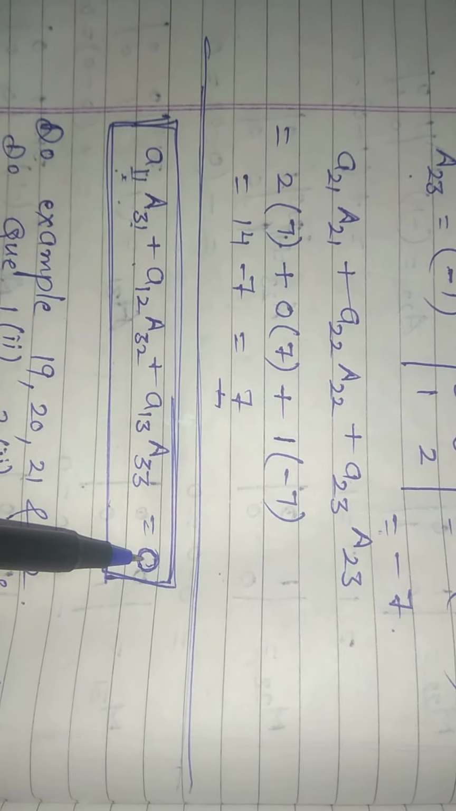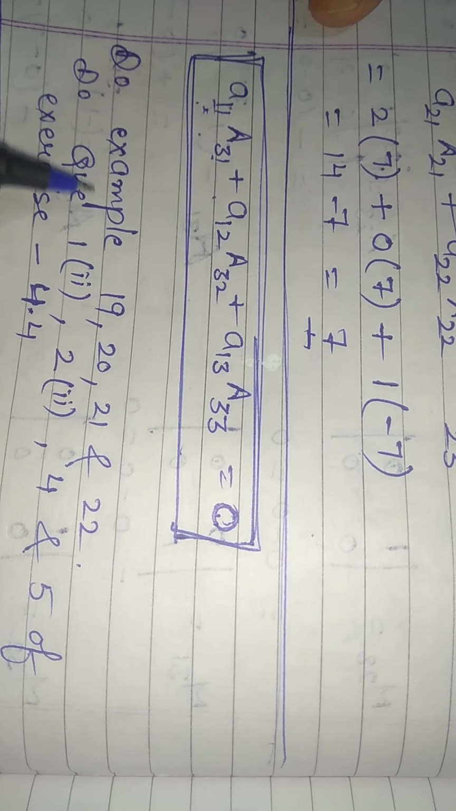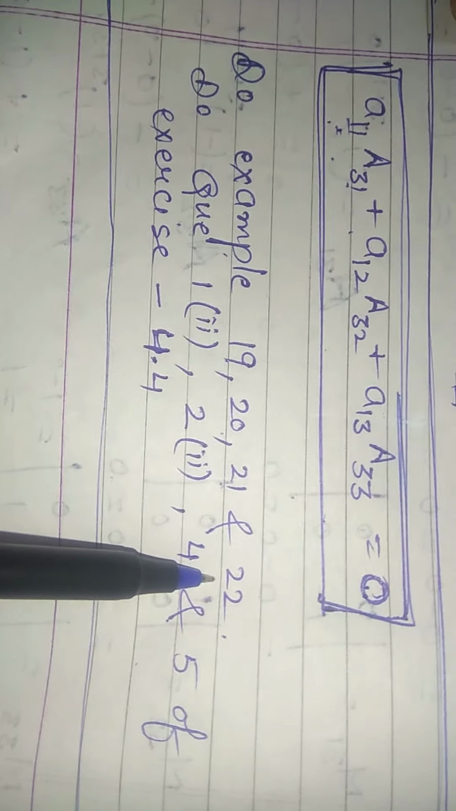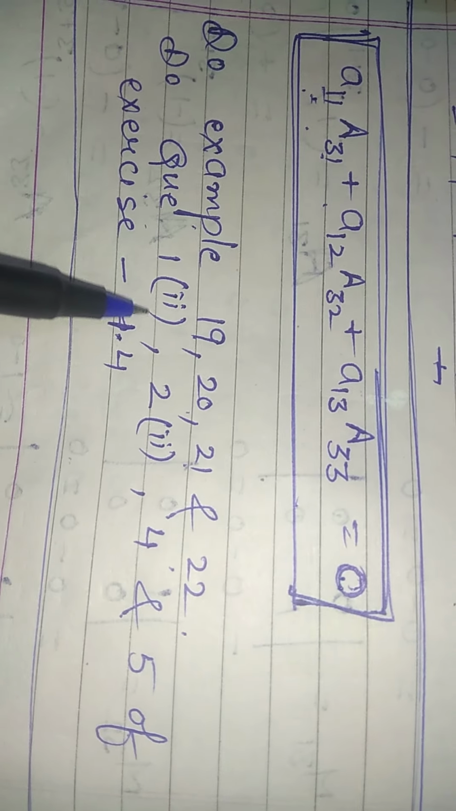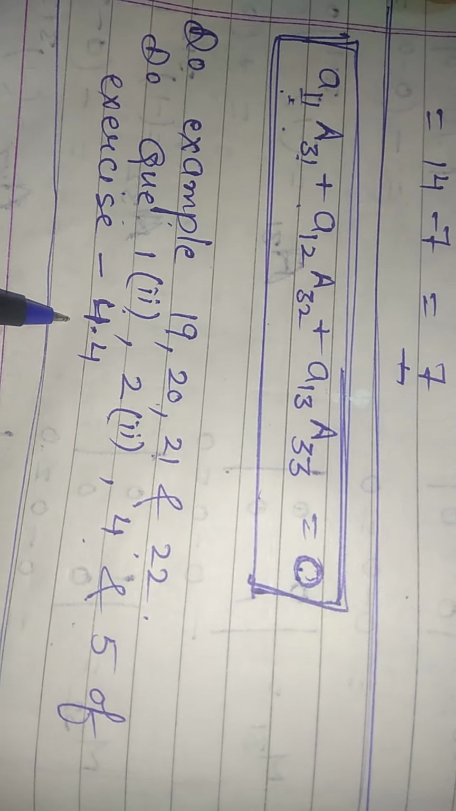Now you have to complete this exercise: do examples 19, 20, 21 and 22, and do questions for the second part, fourth and fifth of exercise 4.4.